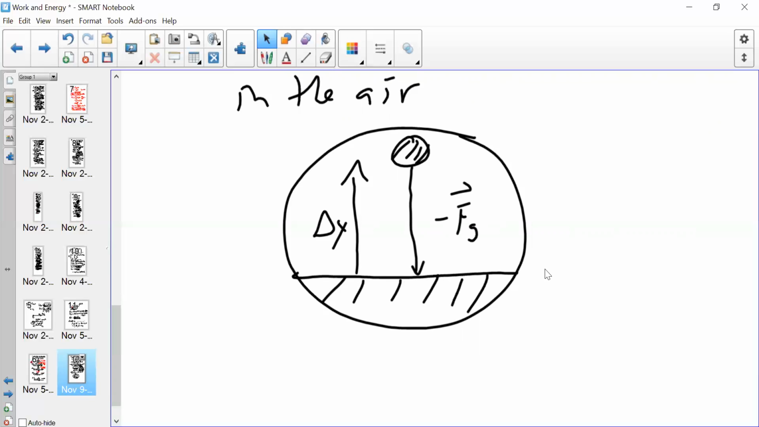Let's say that the ground is my initial position because I'm going from the ground to someplace in the air. You get the idea. From initial position, y initial, at the ground, to y final in the air. The ball is stationary.